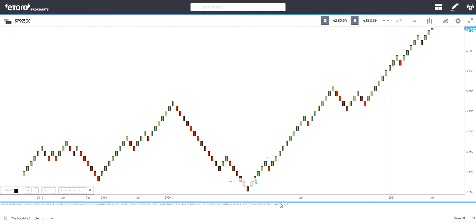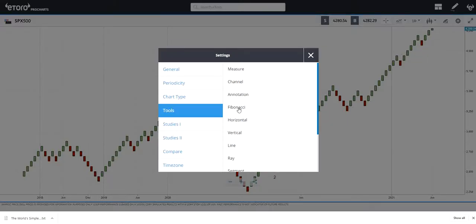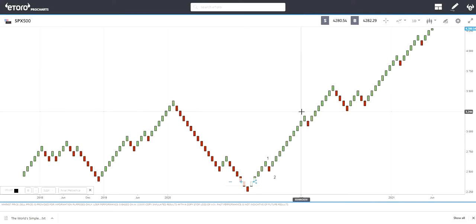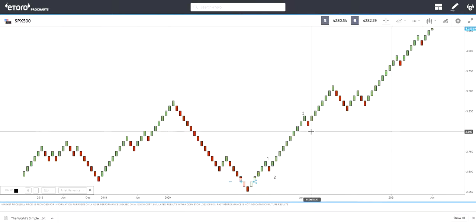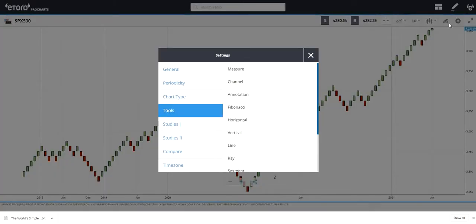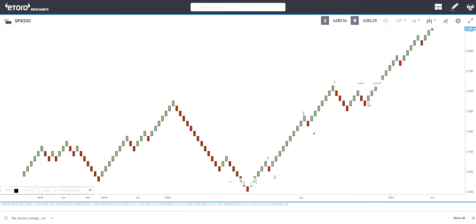Then we pull back here to wave 2. And then the third wave is the biggest one. You can see here very obviously. 1, 2, 3. Then another pullback, which is 4. And the last wave, sorry, this one, we call it 5. Okay.